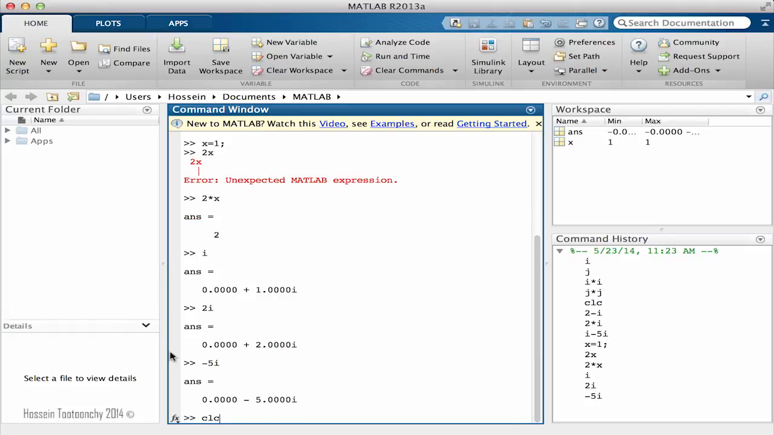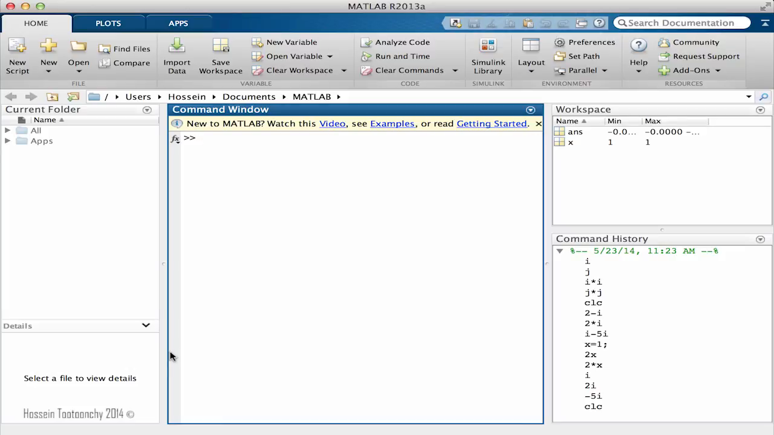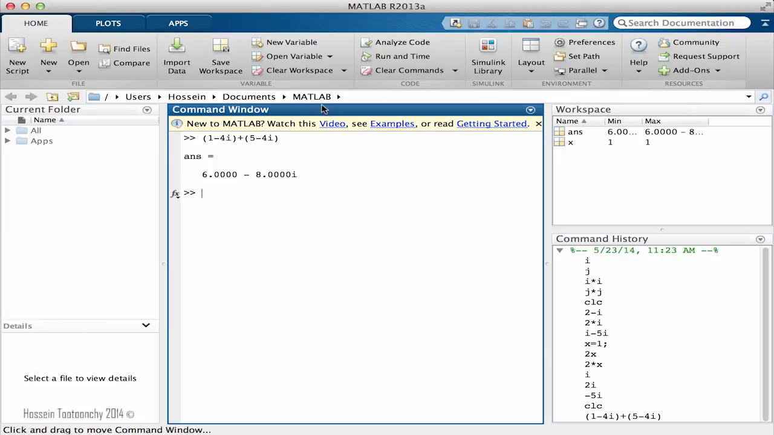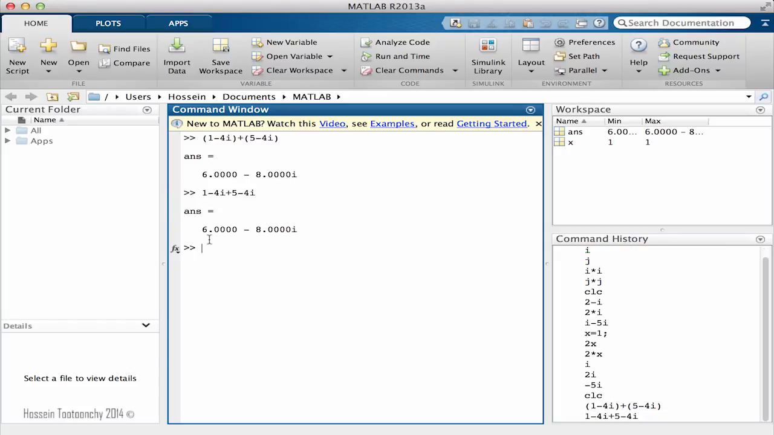With that said, let's proceed to complex number algebra. So I can do 1 minus 4i, let me put it in parentheses to make it clearer, and then plus, open parentheses, 5 minus 4i. If I do that and hit enter, MATLAB has no problem doing the calculation. I also can do the same thing and get the same result without parentheses, because in this case we didn't have a minus here. But if I do have a minus here, let me choose a different imaginary number, like that.